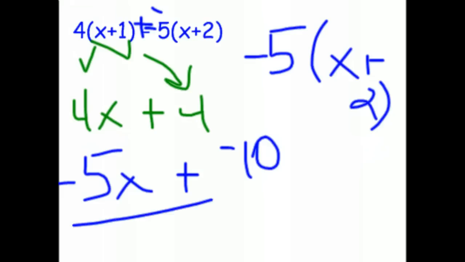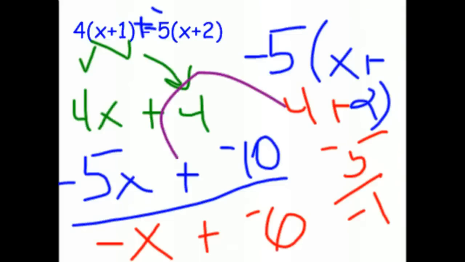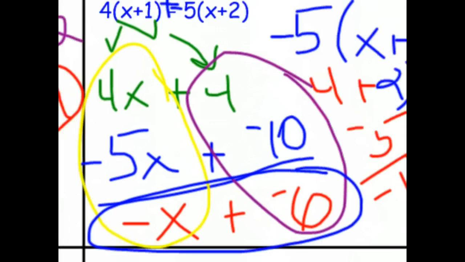Now we're looking at combining some like terms here. 4 plus negative 5 is a negative 1. So that is either negative 1x or negative x. And 4 plus negative 10 is negative 6. Circle these here so we can see what we're looking at. And so our final answer is just negative x plus negative 6.